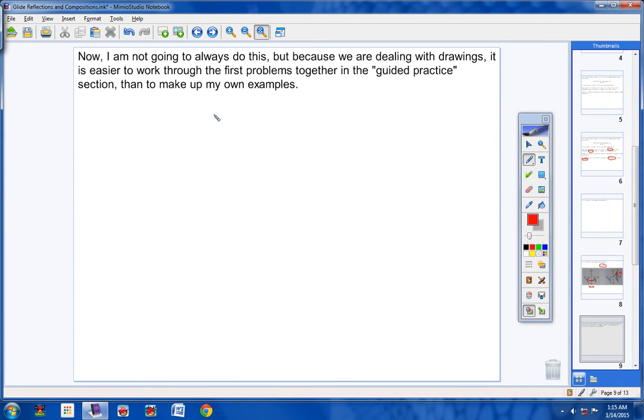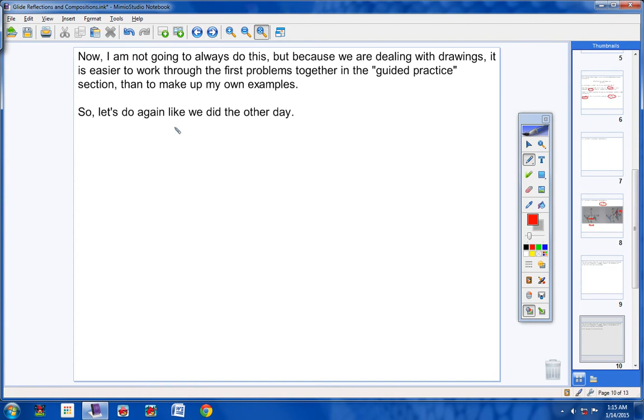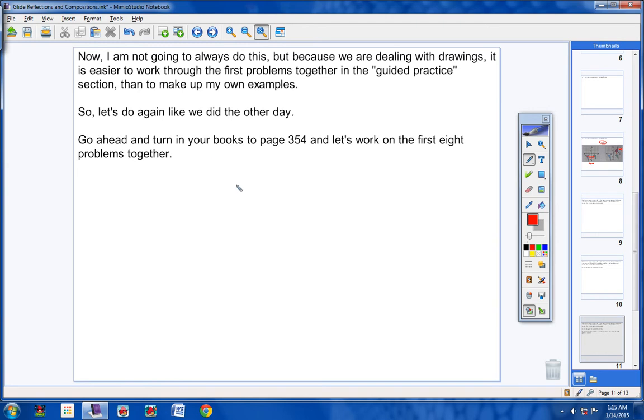Now, I'm not always going to do this. But because we are dealing with drawings, it is easier to work through the first problems together in the guided practice section than to make up my own examples. So let's do again like we did the other day. Go ahead and turn your books, please, to page 354. Alright, and let's work on the first 8 problems together.